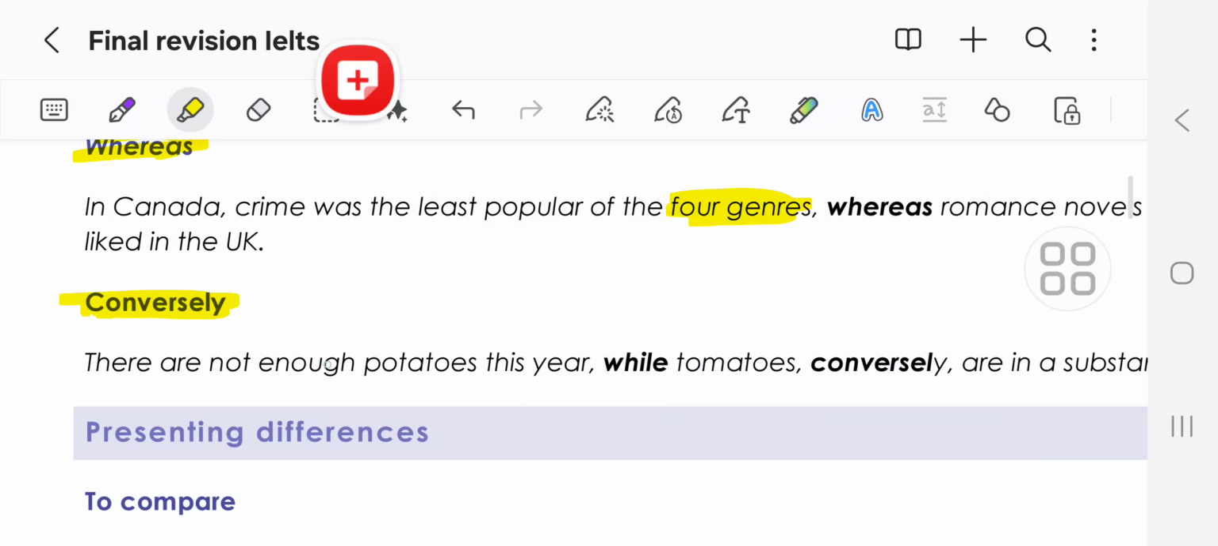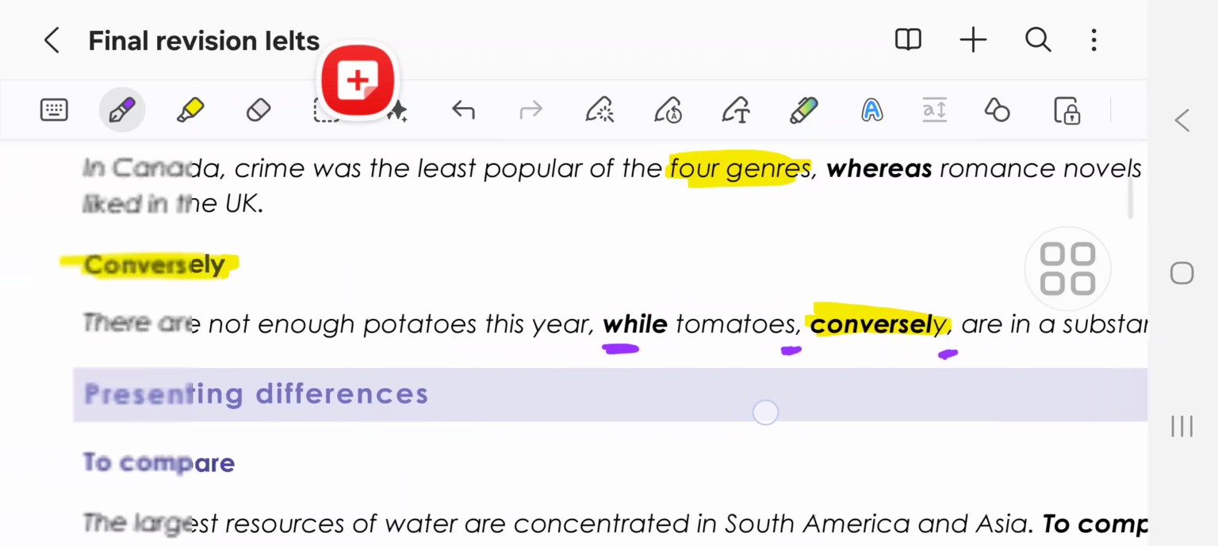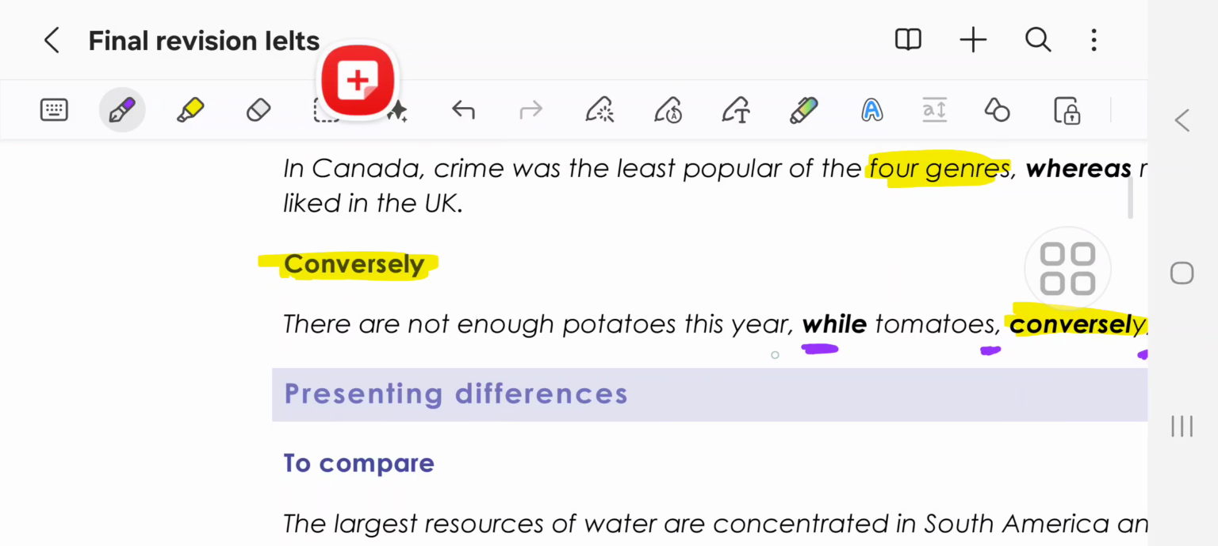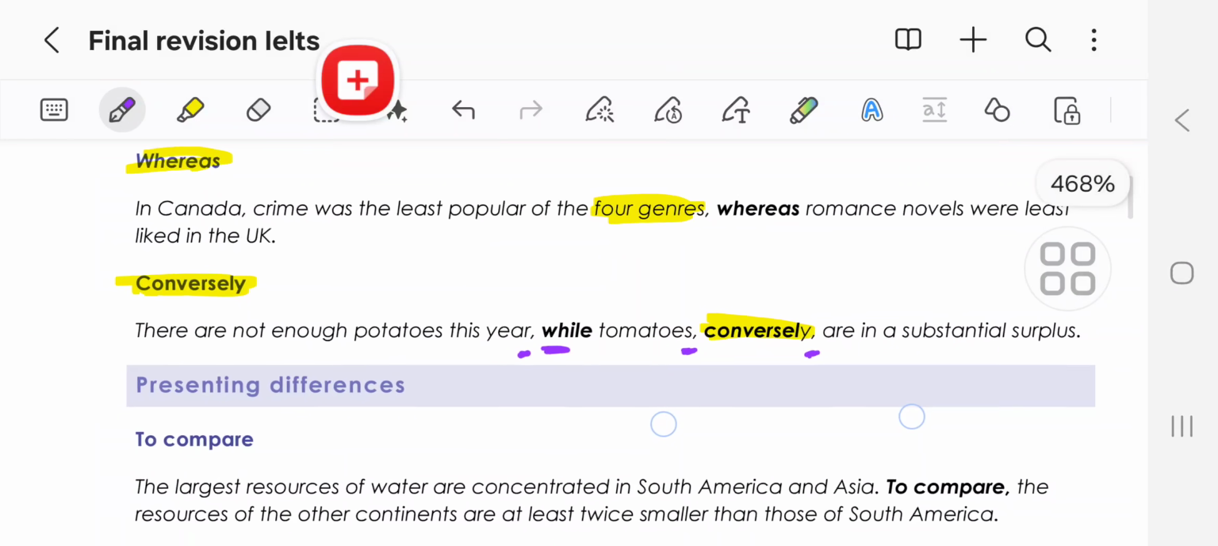Conversely, there are not enough potatoes this year, while tomatoes, conversely, are in substantial surplus. Okay, so you see how the comma is used. Can you see that? Here they used a comma: not enough potatoes this year, comma, while tomatoes, comma, conversely, are in substantial surplus. So that's how they have used it.